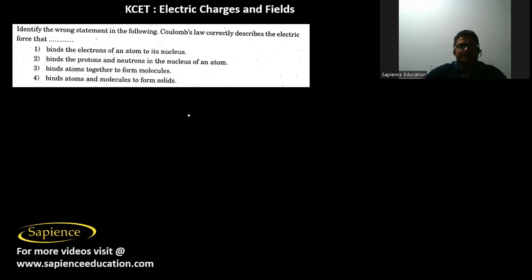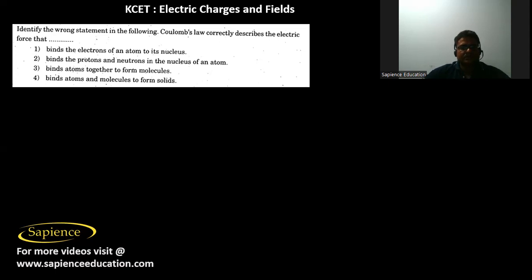Then it is told to identify the wrong statement in the following. Coulomb's law correctly describes the electric force that binds the electrons of an atom to its nucleus, binds the protons and the electrons in the nucleus of an atom, binds atoms and molecules to form solids. So Coulomb's law only describes the electrostatic force of attraction.